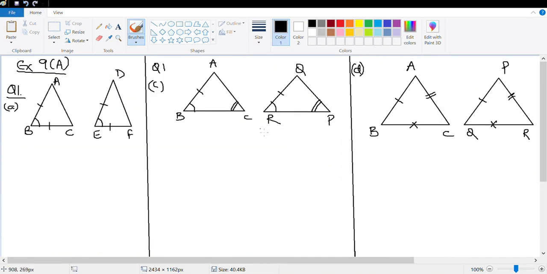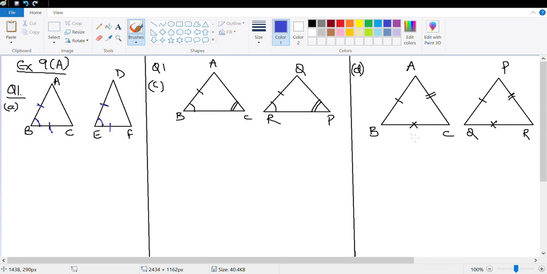I am on exercise 9A and I am on question 1, part A. It says, which of the following pair of triangles are congruent? In each case, state the condition of congruency. So I am in question 1, part A. I have already drawn a rough diagram. It's my habit to draw a rough diagram for all kinds of questions. It says AB is equal to DE, which I have already marked. It says BC is equal to EF, already marked. And the third point is angle B and angle E are equal.